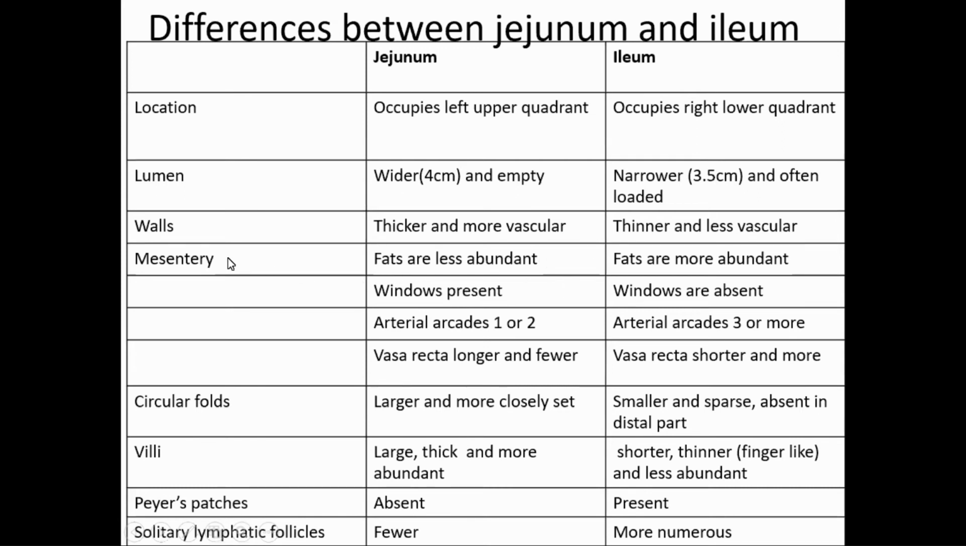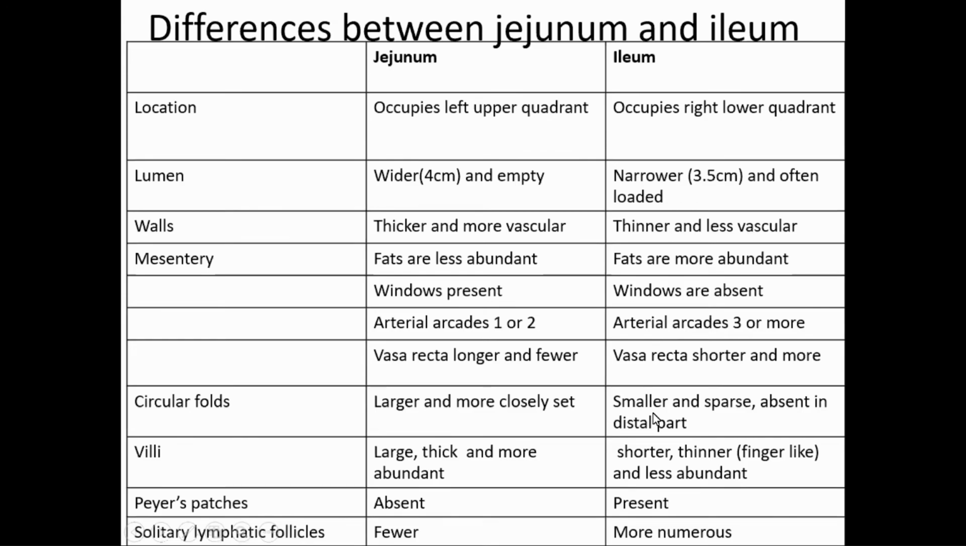Windows are present in the jejunum, absent in the ileum. Arterial arcades: one or two in the jejunum, three or more in the ileum. Vasa recta are longer and fewer in the jejunum, whereas in the ileum they are shorter and more numerous. Circular folds are larger and more closely set in the jejunum, whereas in the ileum they are smaller, sparse, and absent in the distal part; they are large, thick and more abundant in the jejunum, shorter, thinner and less abundant in the ileum. Peyer's patches are absent in the jejunum and present in the ileum. Solitary lymphatic follicles are fewer.